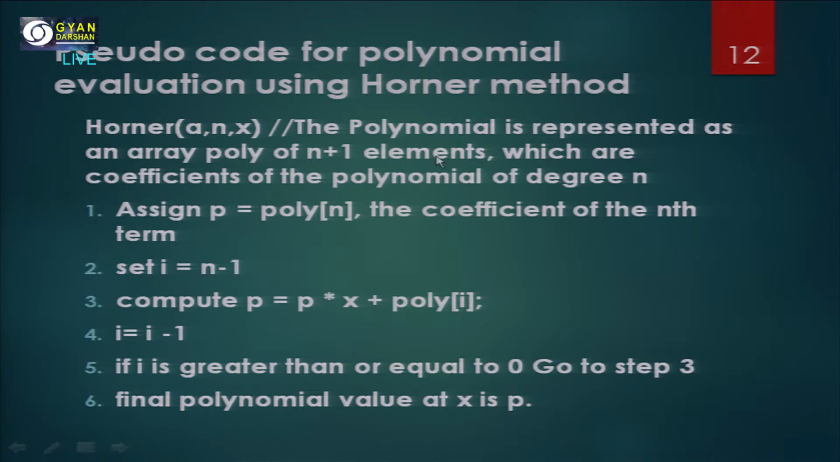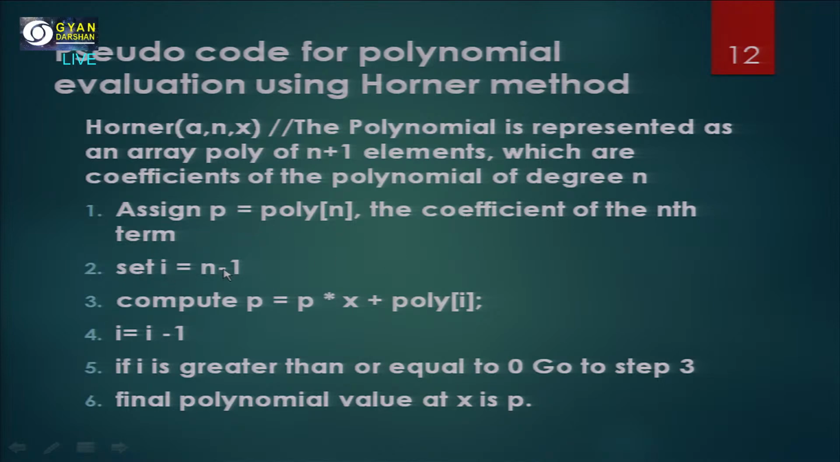Why? Because how many coefficients do we have? 0 to n, right? So there are n plus 1 coefficients, which are the coefficients of the polynomial of degree n. So how are we going to proceed in this particular case? First, we will use a variable p and assign it the nth coefficient, which happens to be an. Right, so this is the coefficient of the nth term, which is an.